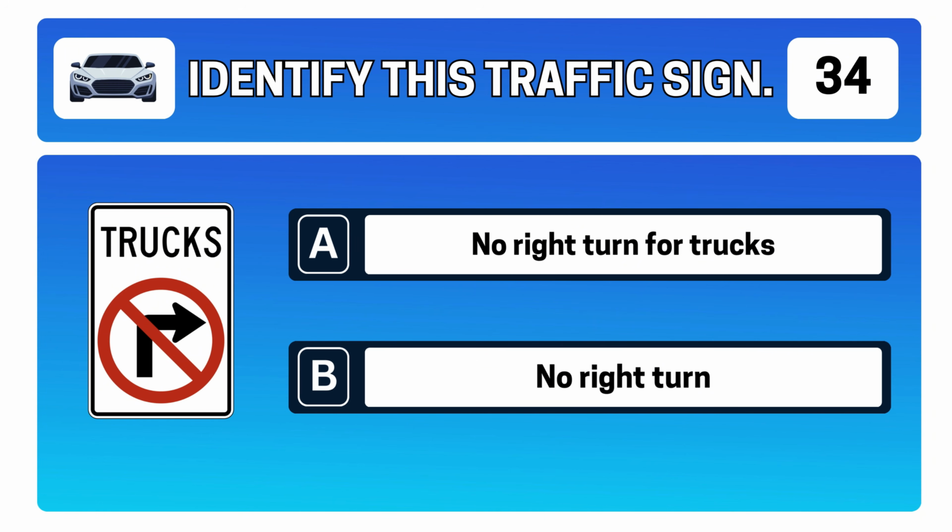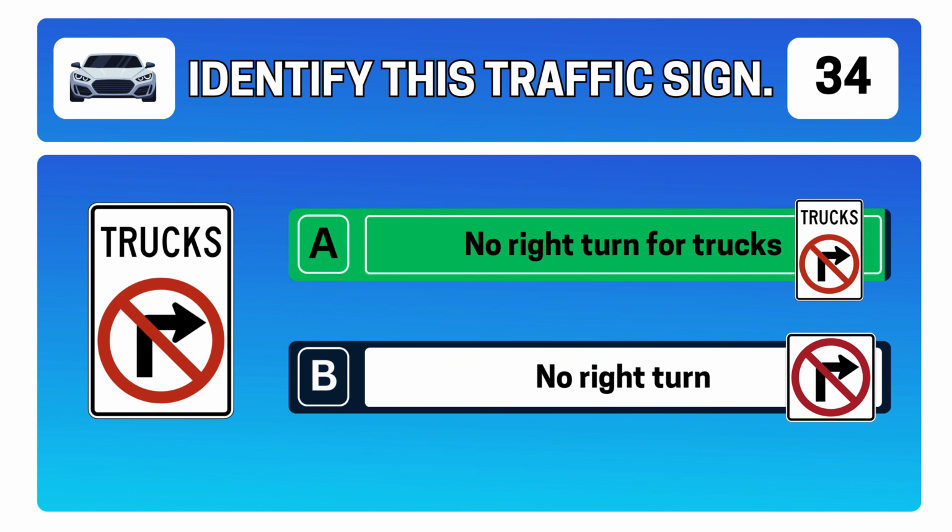Identify this road sign. A. No right turn for trucks. B. No right turn. Exactly. It is the no right turn for trucks sign.